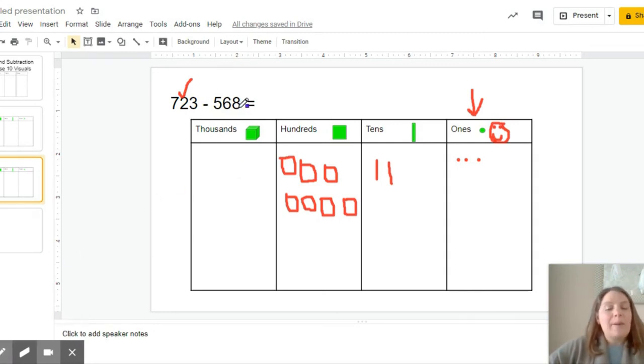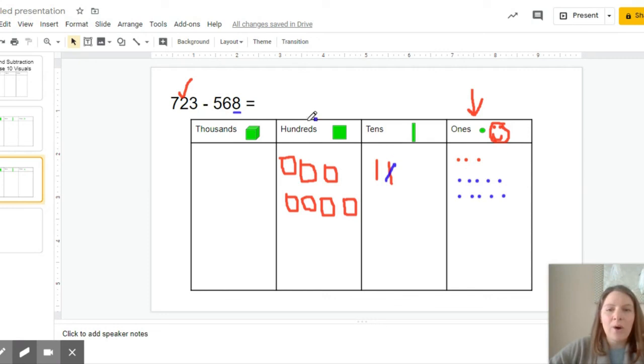Okay, so first I'm going to take away my ones. Well, this 8 is in my ones place, so I need to take away 8 ones. Uh-oh, I can't take away 8 ones. So what can I do? Well, I can borrow a 10 and I can unbundle that into 10 ones. That's what I'm going to do. I'm going to take this 10 and unbundle it. So in 10, there are 10 ones. 1, 2, 3, 4, 5, 6, 7, 8, 9, 10.